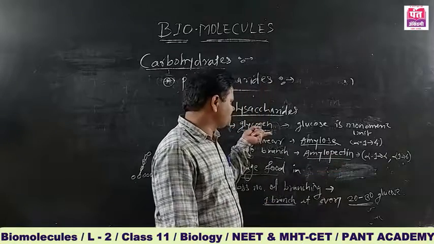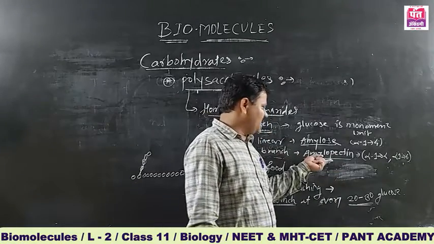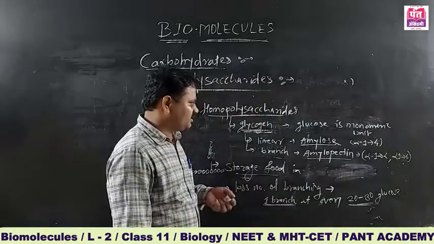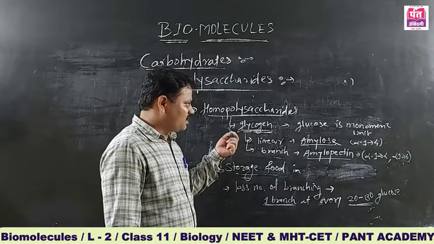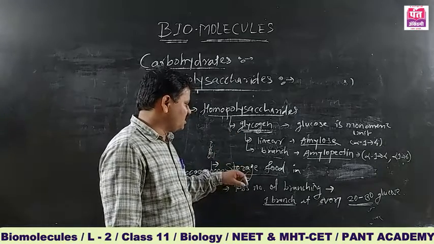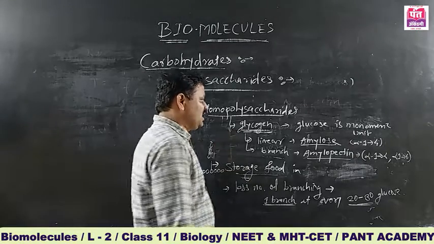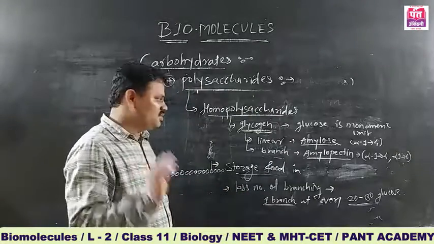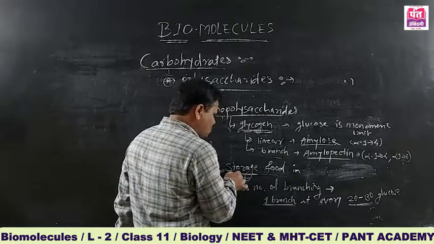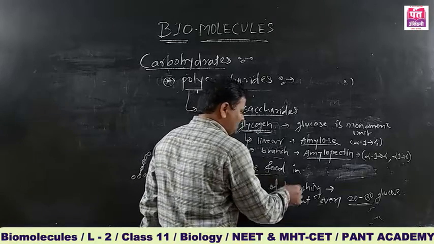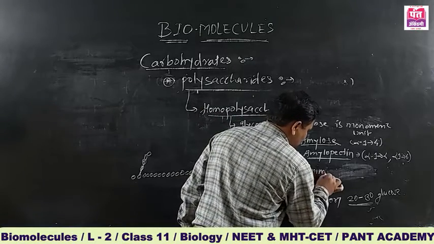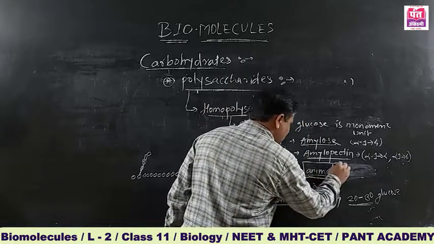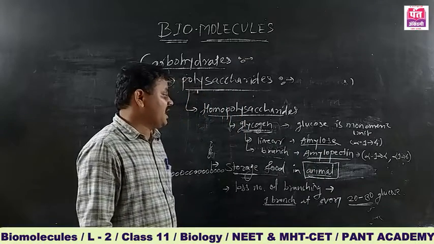So the names are the same as those of the starch. And amylopectin also contains alpha 1,4 and alpha 1,6 linkages. Therefore, these alpha 1,4 and alpha 1,6 linkages are present in the glycogen as well. Glycogen is a storage food in the animal. Remember, this is the first difference: it is a storage food in the animal.